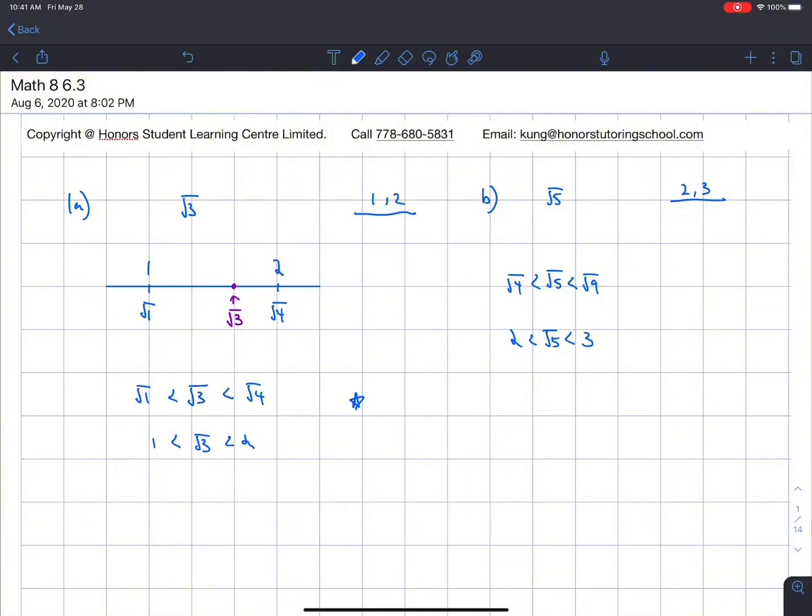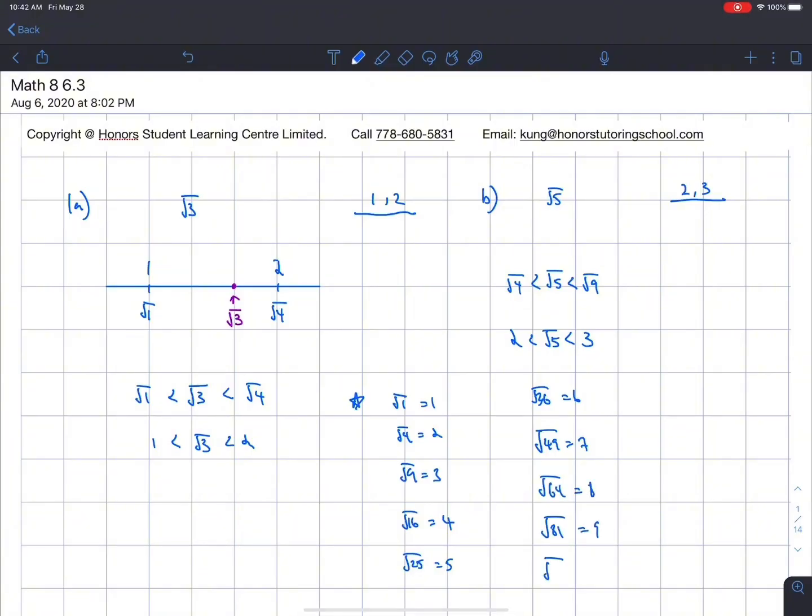So the perfect square numbers that you need to memorize are: the square root of 1 is 1, square root of 4 is 2, square root of 9 is 3, square root of 16 is 4, square root of 25 is 5, square root of 36 is 6, square root of 49 is 7, square root of 64 is 8, square root of 81 is 9, square root of 100 is 10. So at least memorize those ones, so you know what numbers to pick, right?